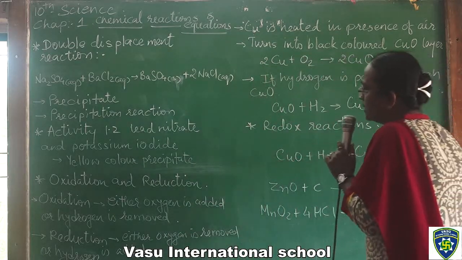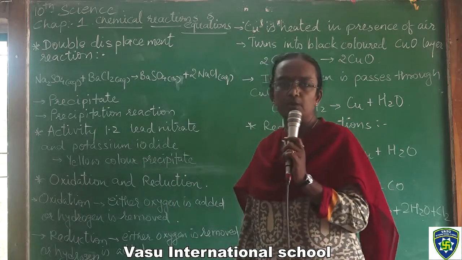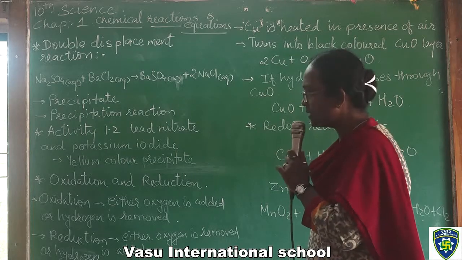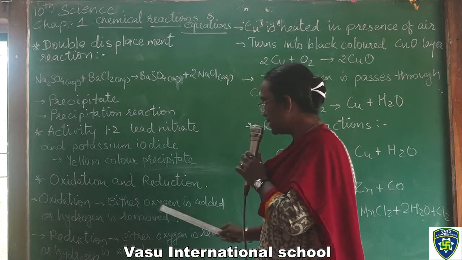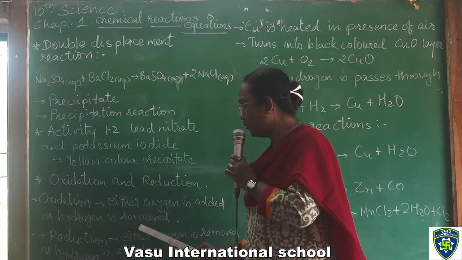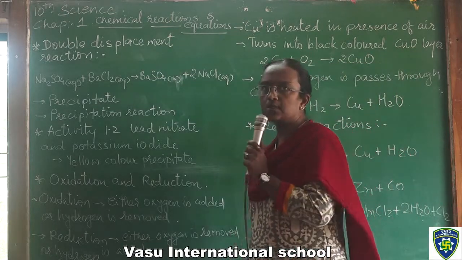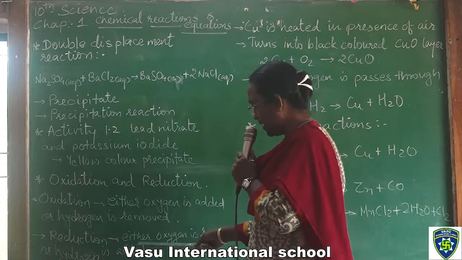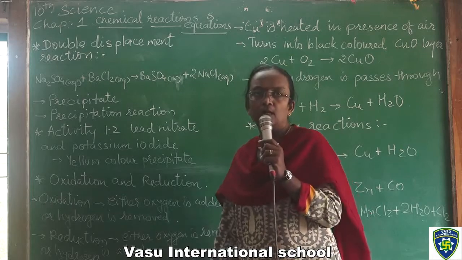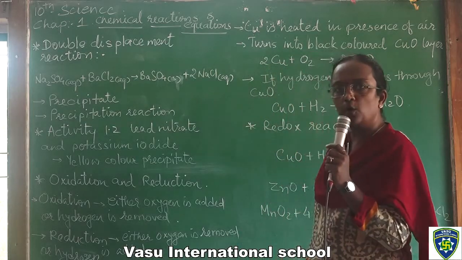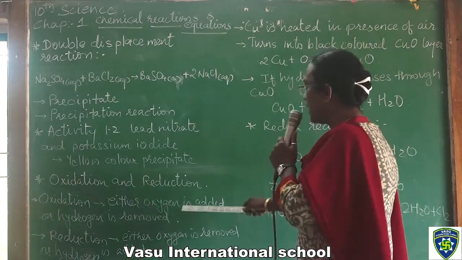The fifth and sixth types of reactions are oxidation reaction and reduction reaction. As you already studied in the prior standard, a reaction is called an oxidation reaction when either oxygen is added or hydrogen is removed. Reverse to this, in any reaction where either oxygen is removed or hydrogen is added, that is called a reduction reaction. We'll take an example of both oxidation reaction and reduction reaction combined.